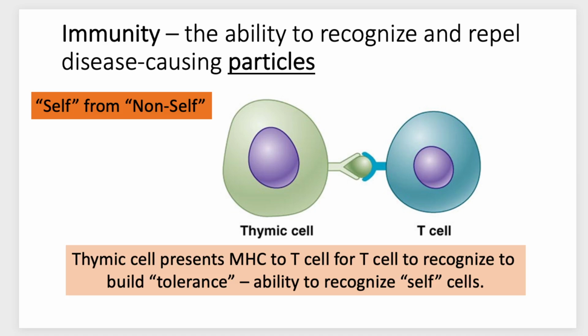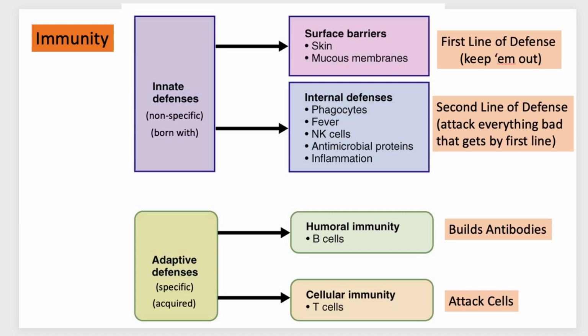So the MHCs are very important in preventing the immune system from attacking our own body. If something goes wrong there, then you can have some kind of autoimmunity where your body's targeting itself when it shouldn't be. We will talk about these in the immunology notes, but just to give you a brief introduction, we have what's called innate defenses and we have adaptive defenses.